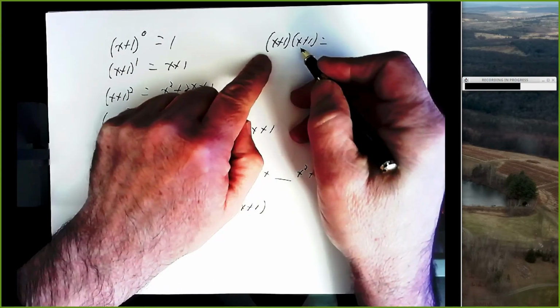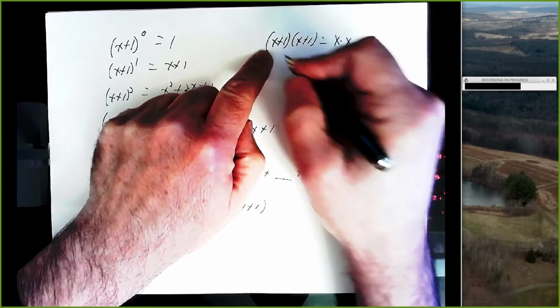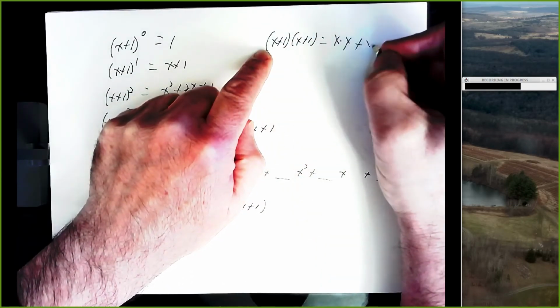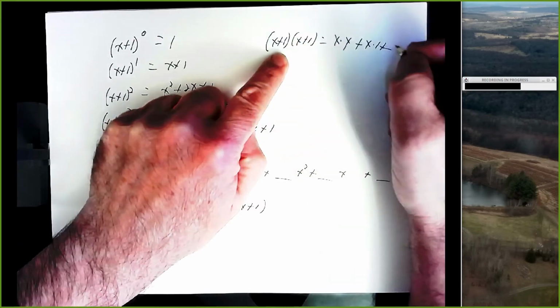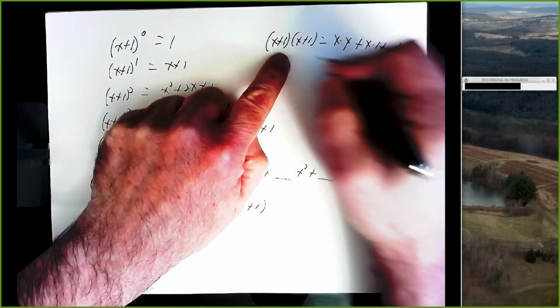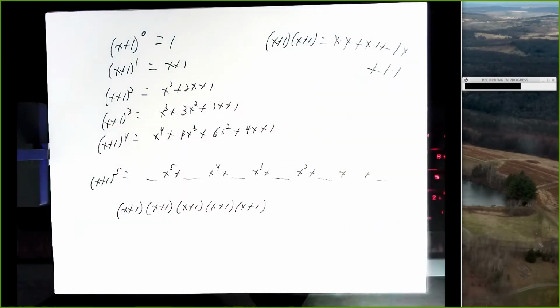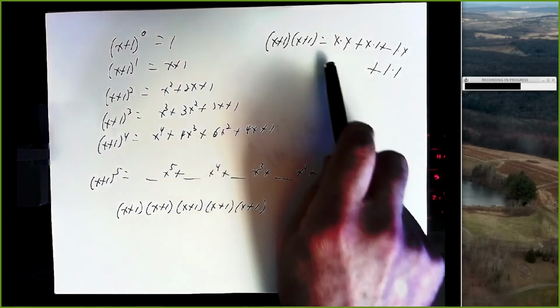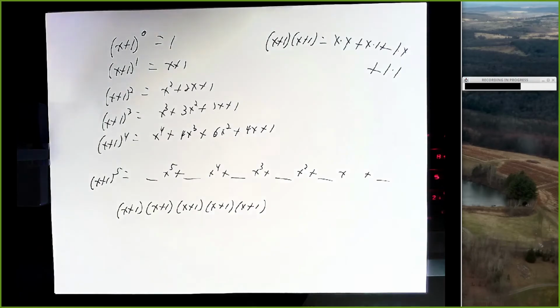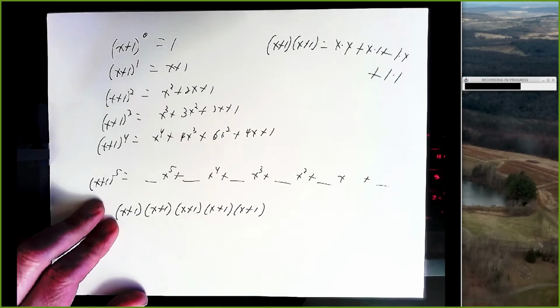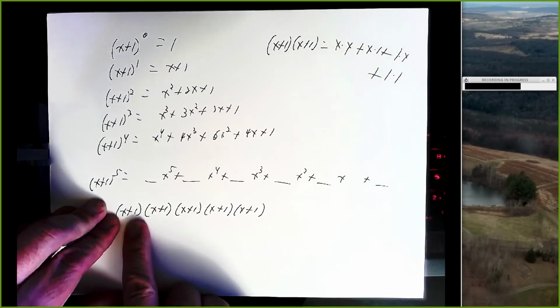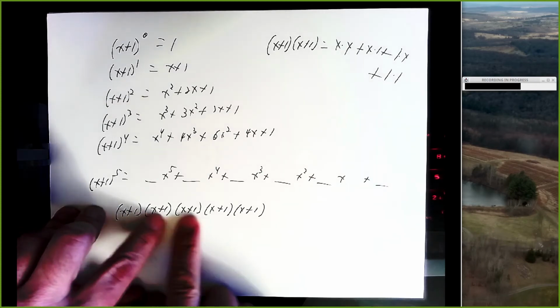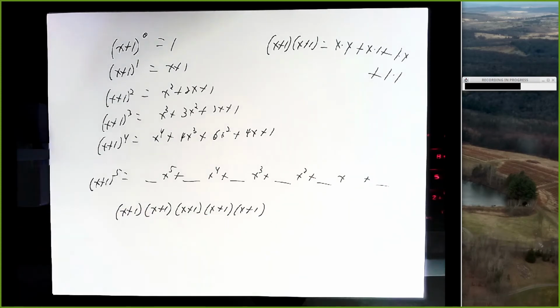I pick the first of each one, x times x. I pick the first and the last. I pick the last and the first. And I pick the last and the last. And so that's where I get x squared plus 2x plus 1. Well, if I got 5 of these, I'm going to pick either the first or the last from here, the first or the last from here, and here, and here, and here, and multiply them together. And all of those are going to get added up.